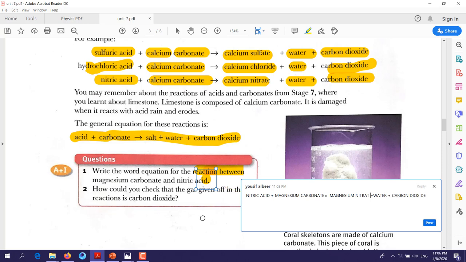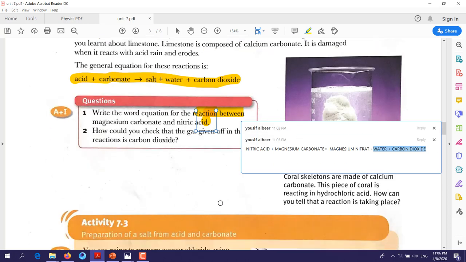Also, you can practice more by using different acids and different examples of carbonates. You will get the same answers, but always there will be water and carbon dioxide, as we explained before. When metal reacts with acid, always you will get hydrogen gas. When acid reacts with carbonate, always you will have water and carbon dioxide.